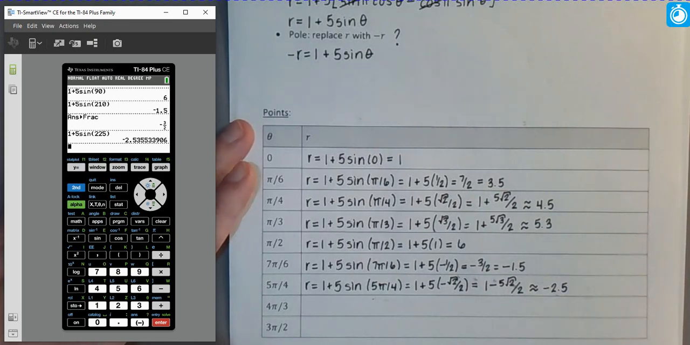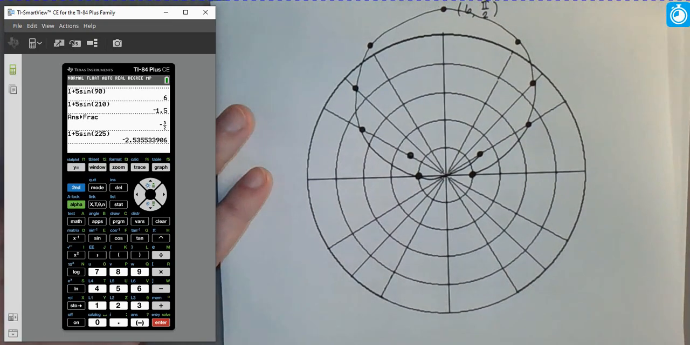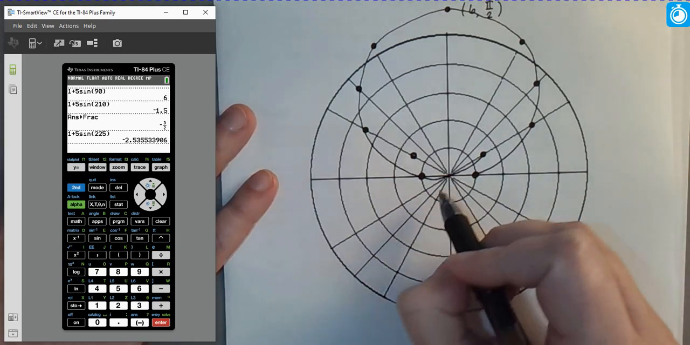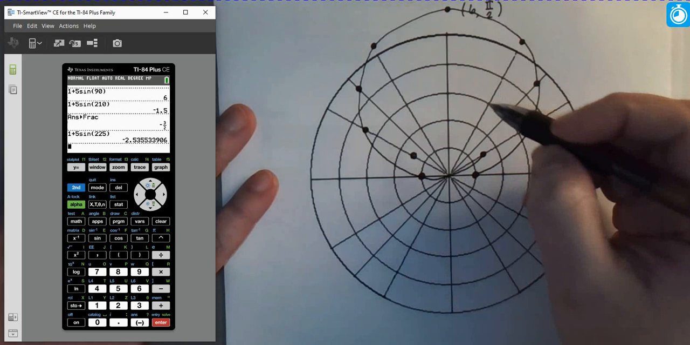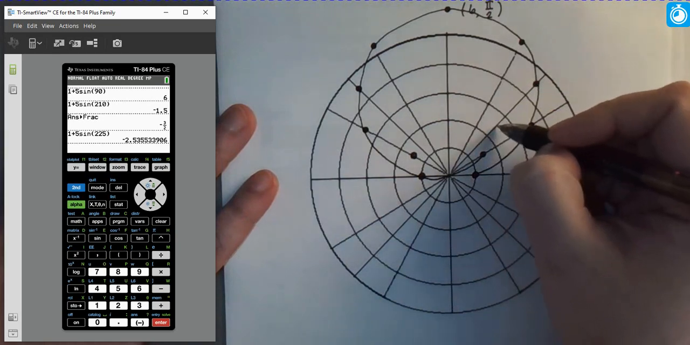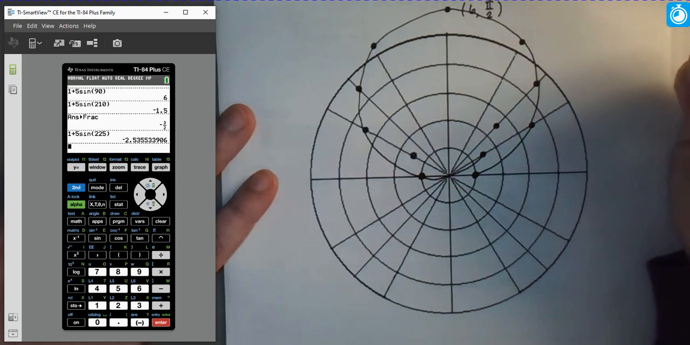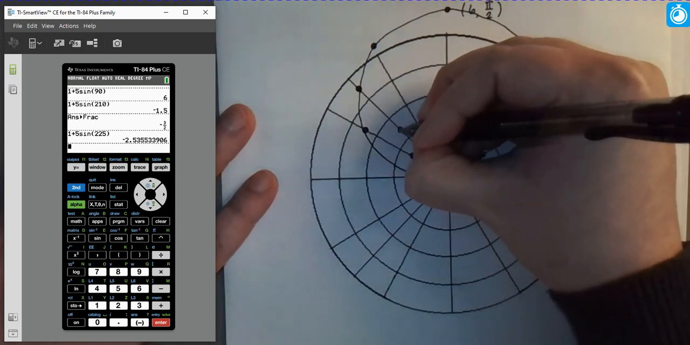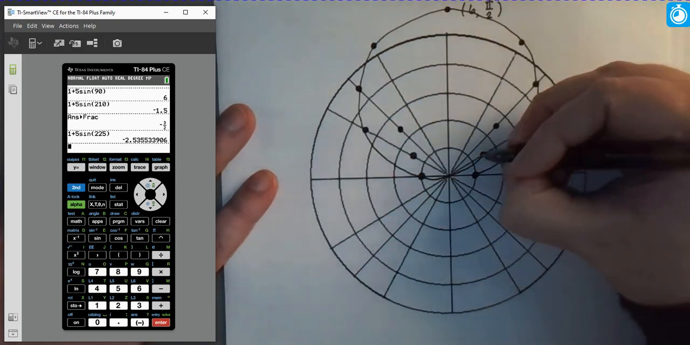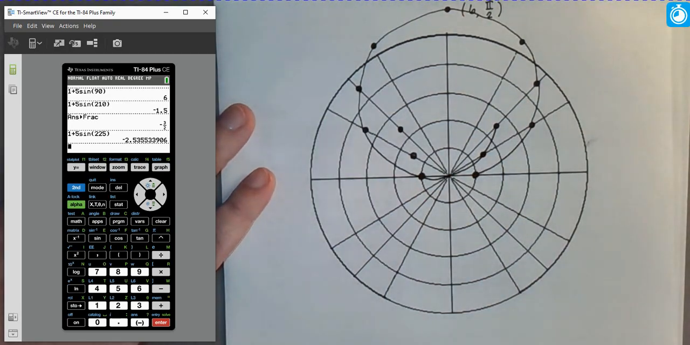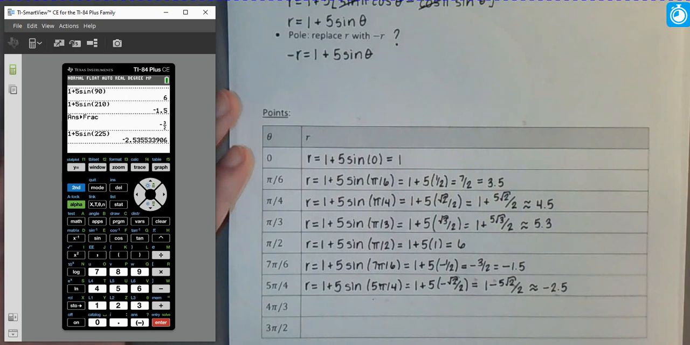Again, we have a negative value for r, which is not surprising based on the value that we previously got. So at 5 pi over 4 radians, we're going in the opposite direction: negative 1, negative 2, about negative 2.5. So we have a point right there, and then we'll also have our symmetric point on the other side. If I keep rotating and connecting the points, this is where I now am. We've got a couple more to graph, and that should give us the whole picture.